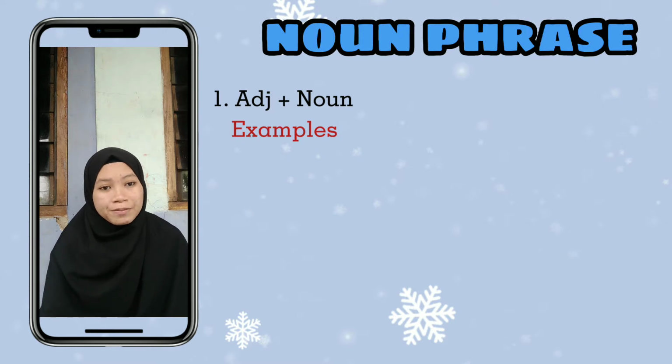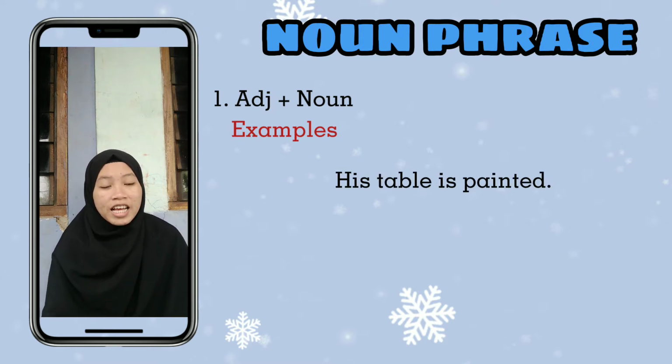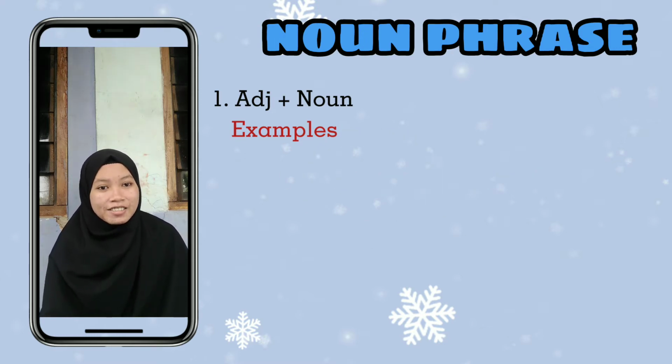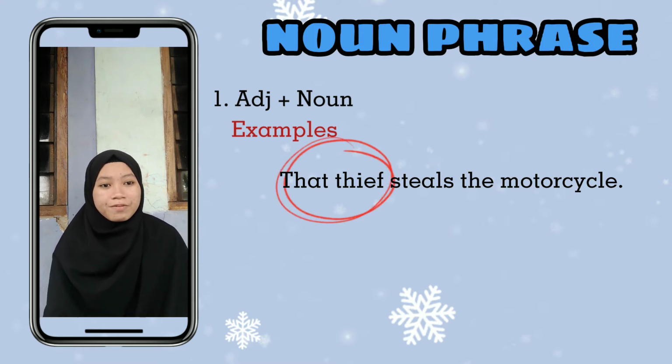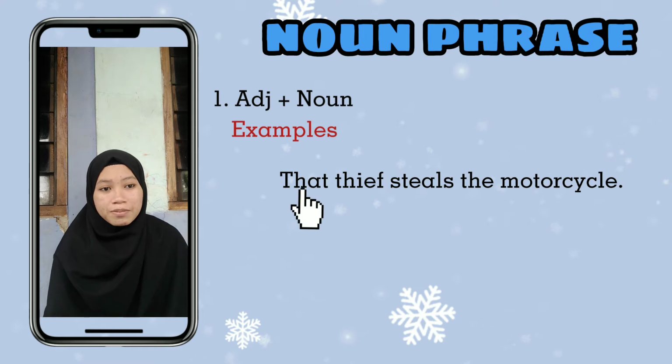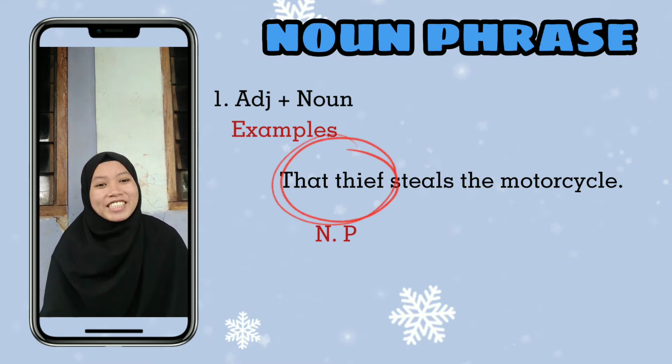The second example, his table is painted. In this sentence, the noun phrase is his table. His as possessive and table as noun. So, his table is noun phrase. And then, that thief steals the motorcycle. In this sentence, noun phrase is that thief, di mana that ini sebagai demonstrative adjective and thief as noun. So, that thief is noun phrase.